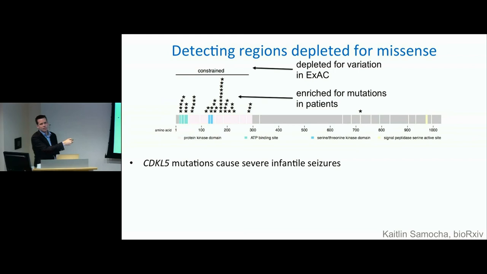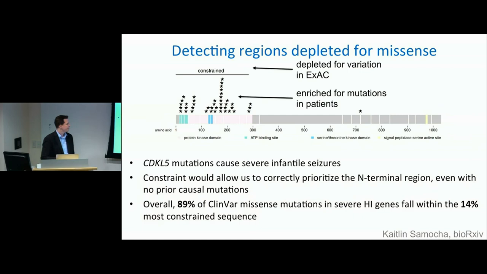And so that means that even if we didn't yet have these mutations that we'd seen in patients, we would predict that if you wanted to find patients with CDKL5 mutations, you should be looking exactly here. And that proves to be generally true. So if you look across a set of severe haploinsufficient disease genes and take the missense mutations in ClinVar, 89% of those ClinVar pathogenic missense mutations fall within the 14% most constrained sequence across those genes. So this proves to be a pretty effective way of zooming in on regions of genes that are most likely to be important when looking at missense mutations.